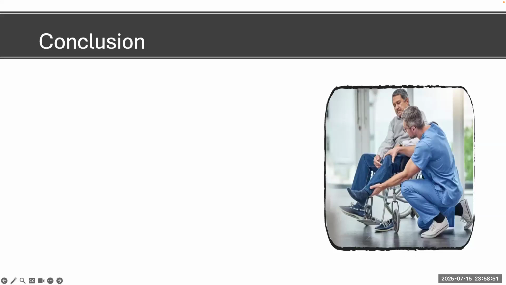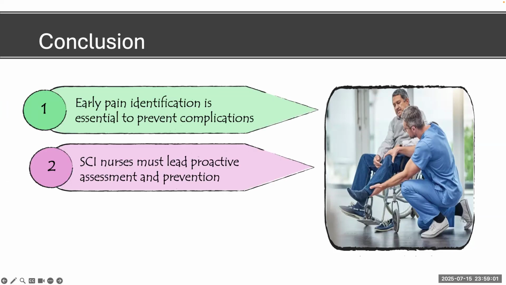Uncontrolled pain can spiral into complications that affect mobility, mood, participation in rehab, and even life-threatening emergencies like AD. Early identification is key, and that responsibility starts with us. We see the patients daily, we know their baselines, and we can detect when something is wrong. Our vigilance, communication, and documentation create a safety net that no one else can provide.